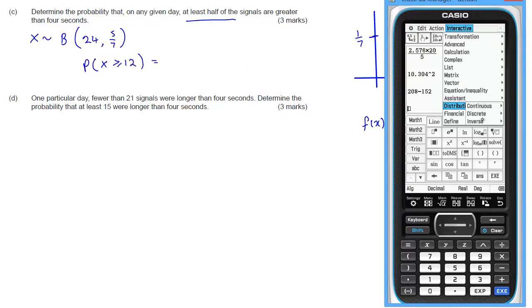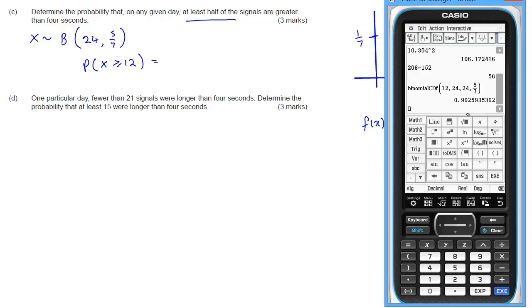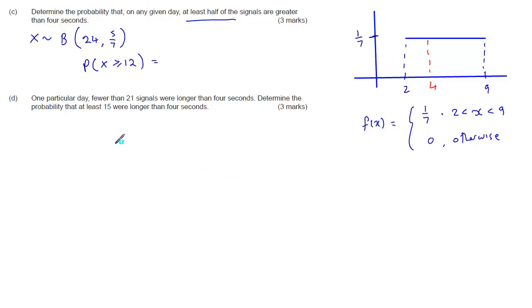So that's a binomial CDF. And we're going from 12 up to the number of trials, which is 24. Number of trials is 24. And the probability of success is 5/7. So that gives us 0.993.